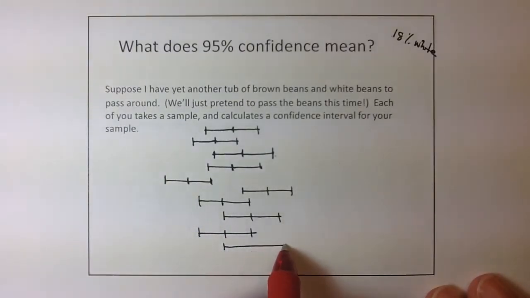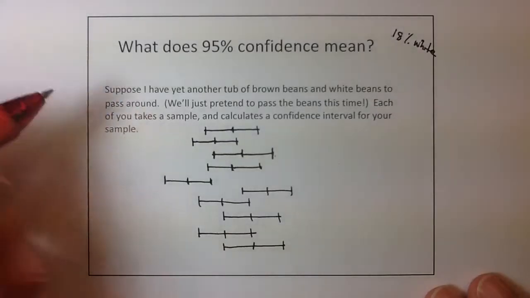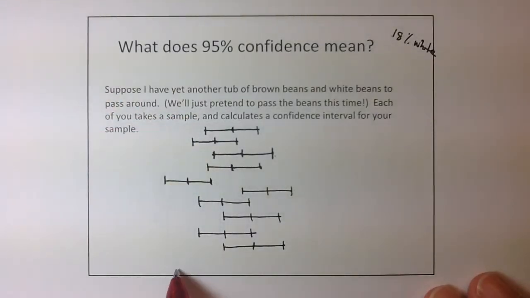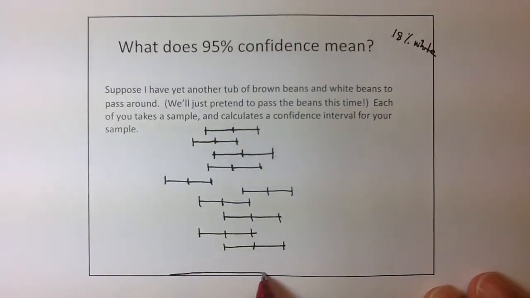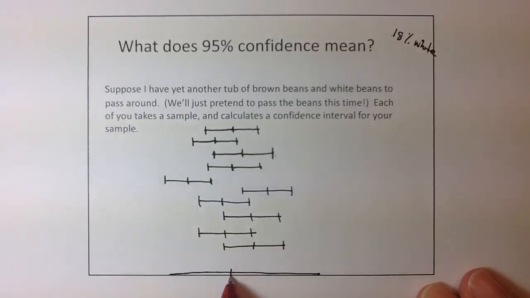Now we're only going to draw 20-something of them out of the bucket because that's how big the class is. But after we pass the bucket around and everybody makes a confidence interval and we graph them, Miss Rice finally reveals this number line down here and says, okay, right here is where 18% is.